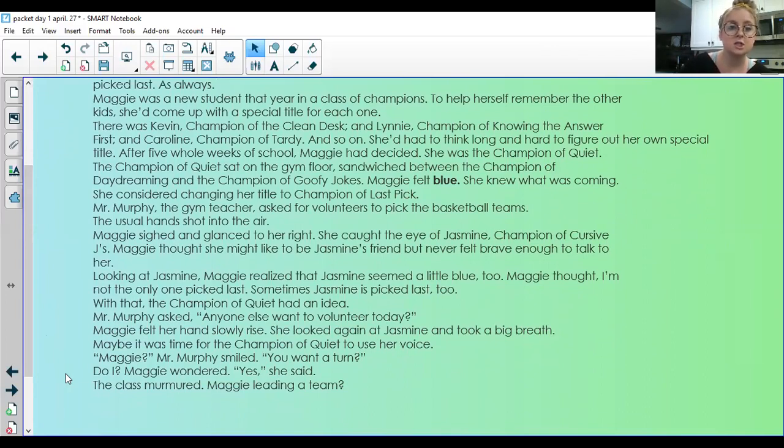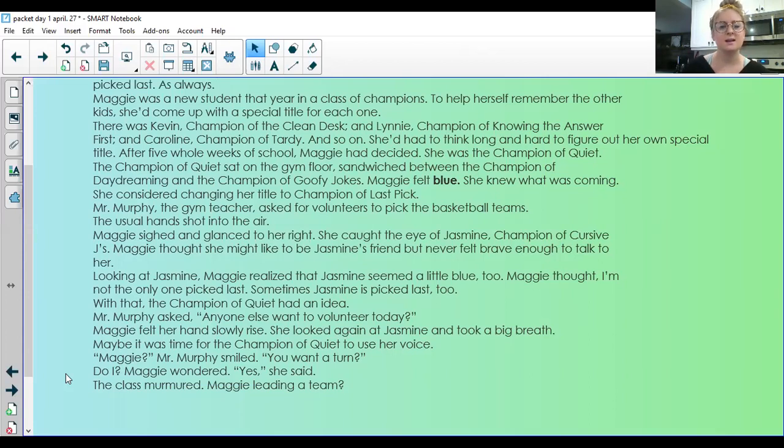Mr. Murphy, the gym teacher, asked for volunteers to pick the basketball teams. The usual hands had shot in the air. Maggie sighed and glanced to her right. She caught the eye of Jasmine, champion of cursive J's. Maggie thought she might like to be Jasmine's friend, but never felt brave enough to talk to her. Looking at Jasmine, Maggie realized that Jasmine seemed a little blue too. Maggie thought, I'm not the only one picked last. Sometimes Jasmine is picked last too. With that, the champion of quiet had an idea.